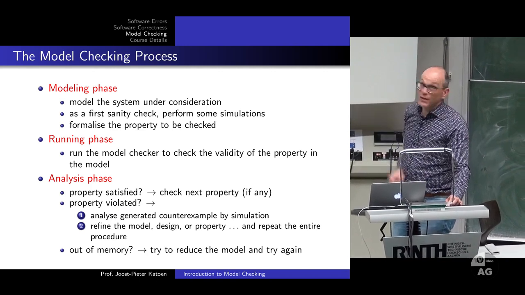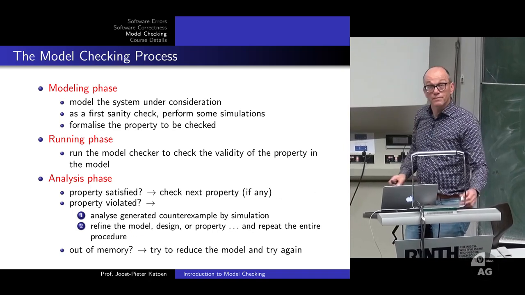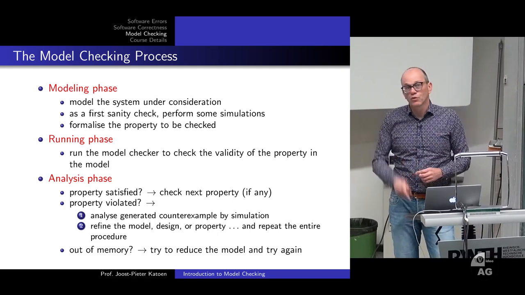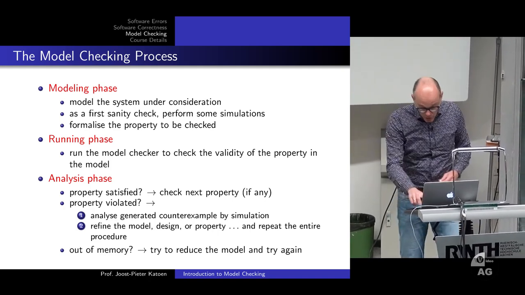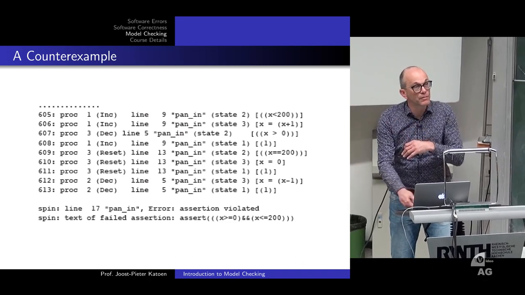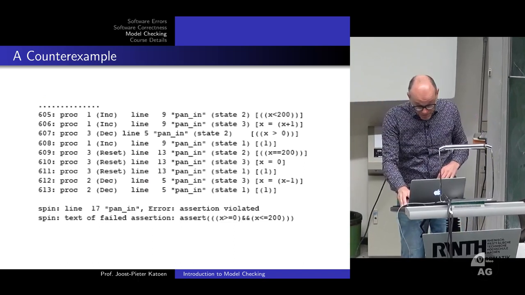If the property is violated, then this counterexample is useful. So you are going to check this counterexample. Maybe you're going to use simulation to check what is exactly the scenario, or maybe you're going to look exactly at this text. Now, this looks still a bit comprehensible, but remember, there are 600 so many lines before, right? You have to find the right spot.